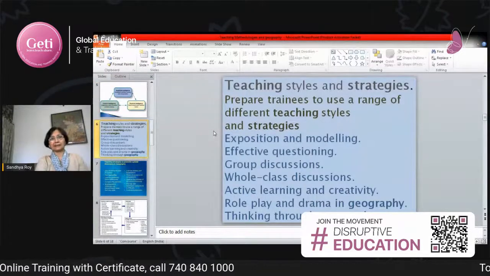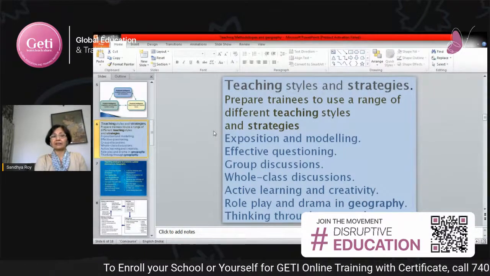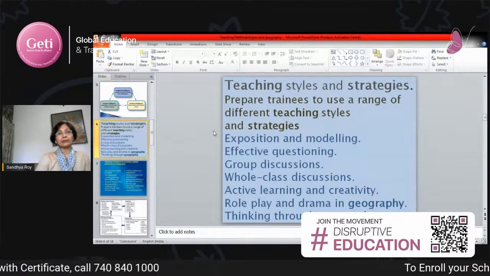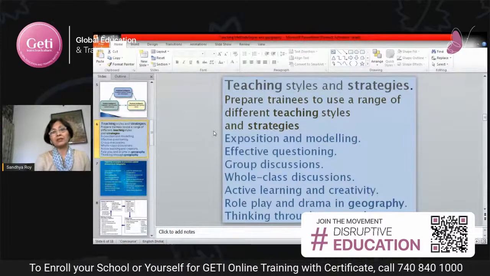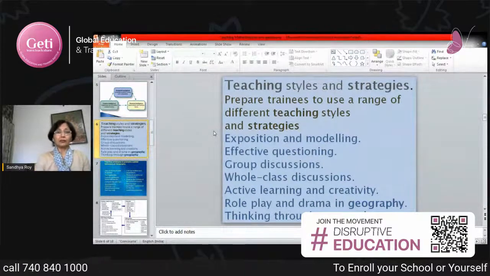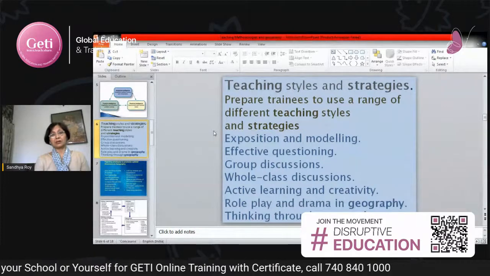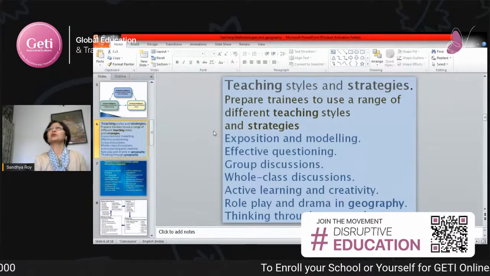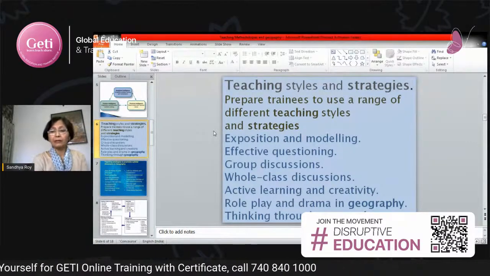When it comes to teaching styles and strategies, prepare trainees to use a range of different teaching styles and strategies. This is what we have to apply in the class. Exposition and modeling can be there, effective questioning can be there, group discussions can be there. It all depends on the type of topic we have, and according to it we can explain, or we can assign the work. It may be a class discussion, a group discussion, an activity, some creative work, role play or drama. These can be applied not only in geography but in any of the other subjects also, and it does very well. These are all the things we have to keep in mind.